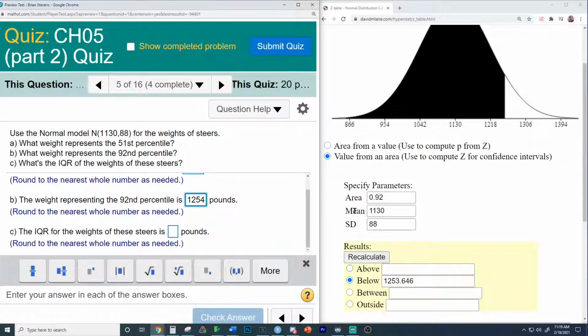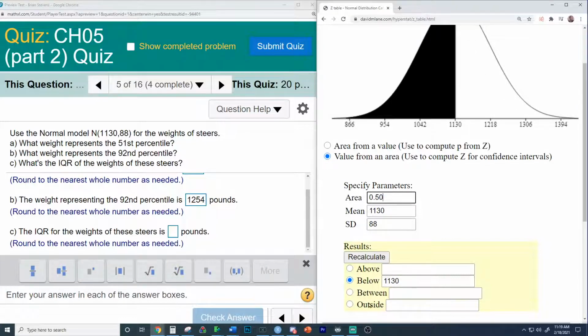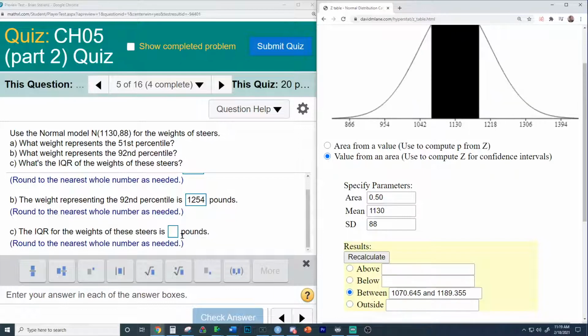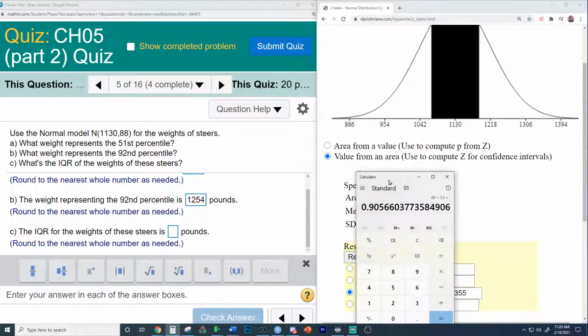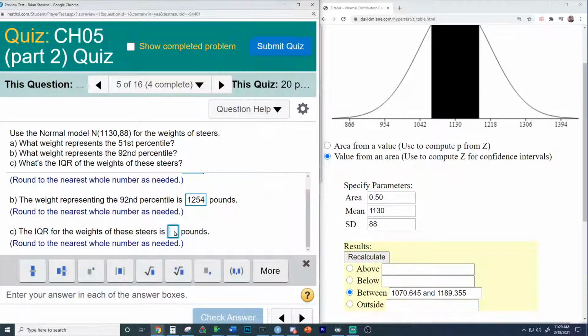And what does that mean? We need to graph the middle 50%. So let's go here to 50%, and let's do between. And there's the middle 50%. Same if you do between or outside. And now we need to find the IQR. So the IQR is the range of those numbers, so we do big number minus small number. There's the big number. There's the small number. Round to the nearest whole number, 119.